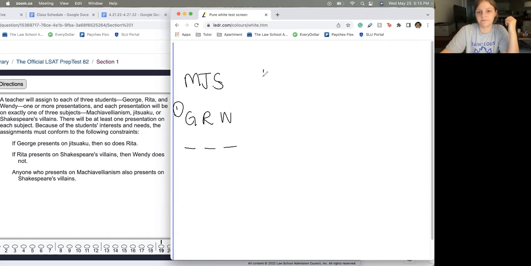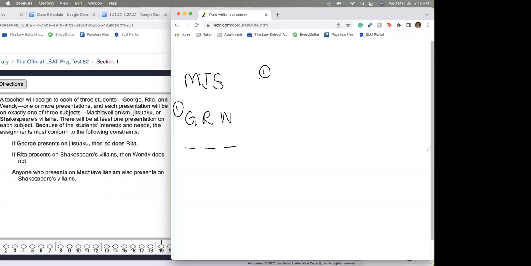First rule says that if G presents on J, then so does R. What are our thoughts with our first rule? It can be how you would write it out. Question about the first rule. What are our initial thoughts? I wrote the rule out as G with J on the bottom and then an arrow to RJ, to know if G has J, then R will have it too.